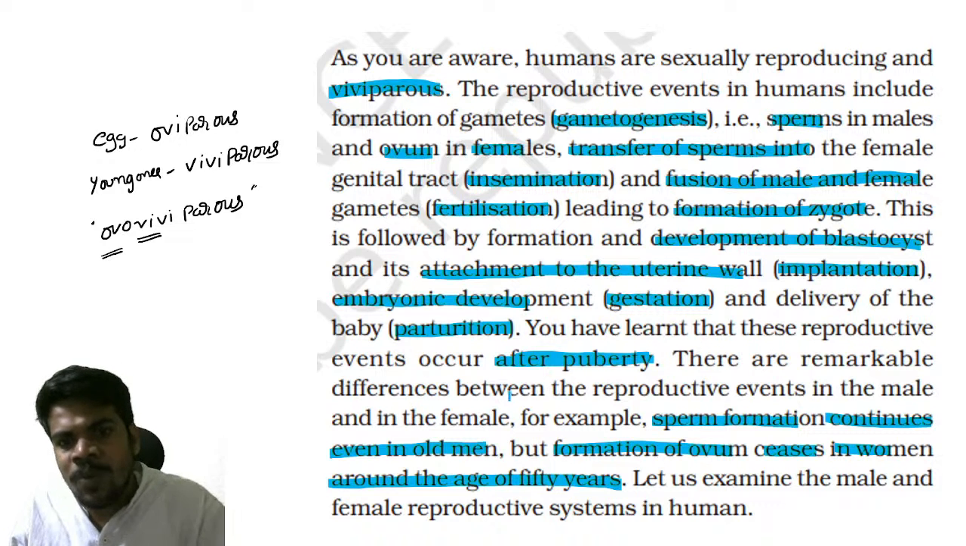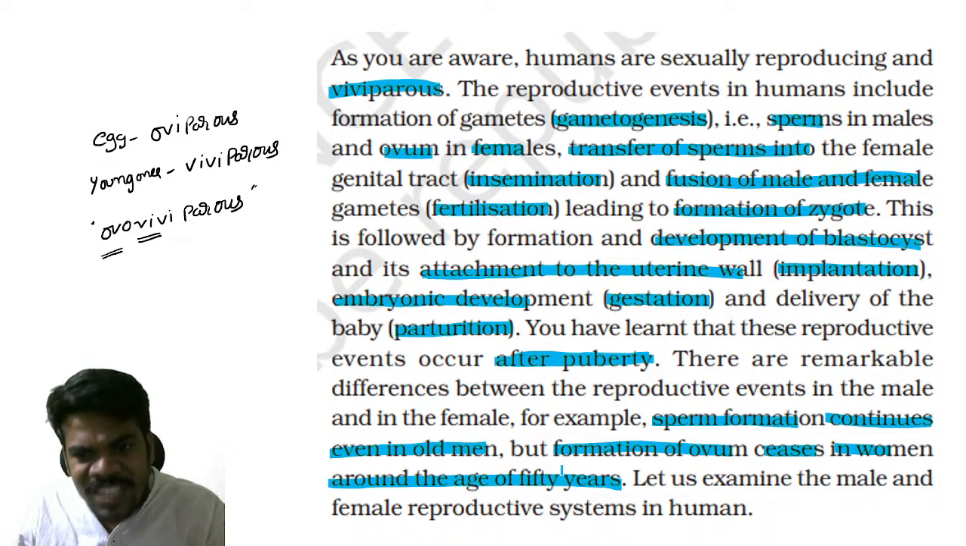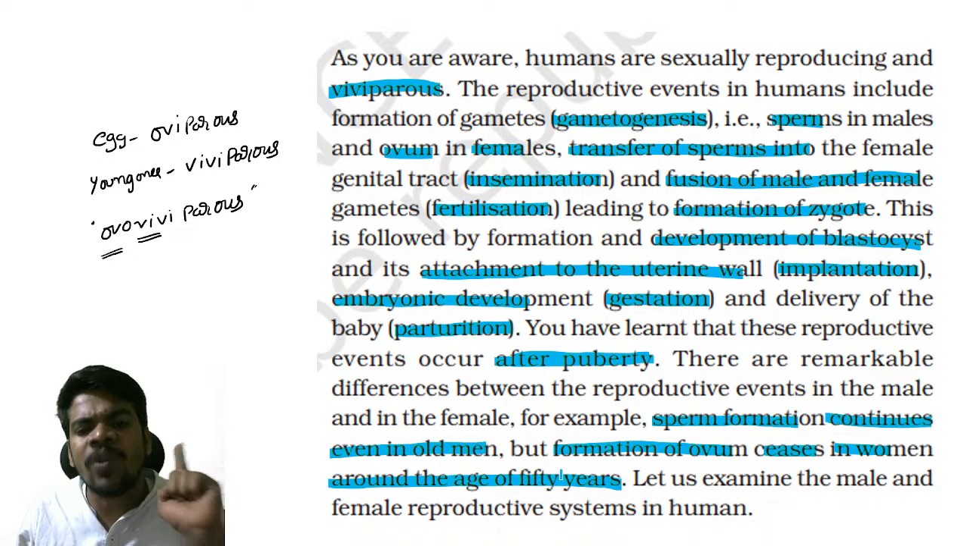Of course, we will discuss the female reproductive system also. We will discuss the female reproductive system in future. Okay, but sperm formation continues even in old men. Formation of ovum ceases in women around the age of 50 years.